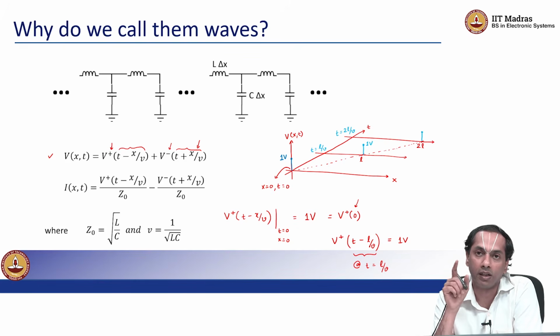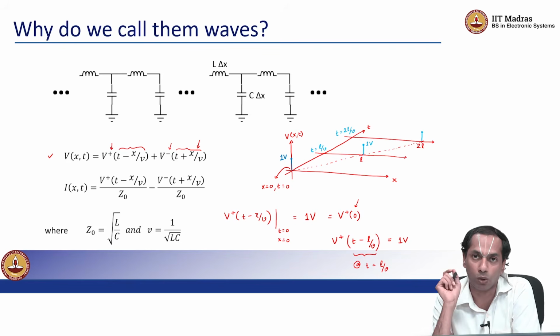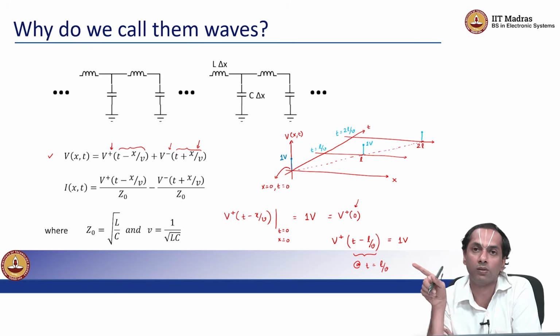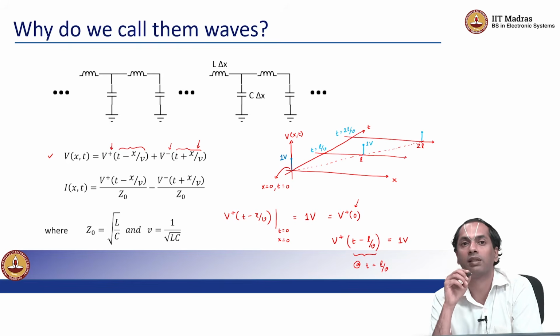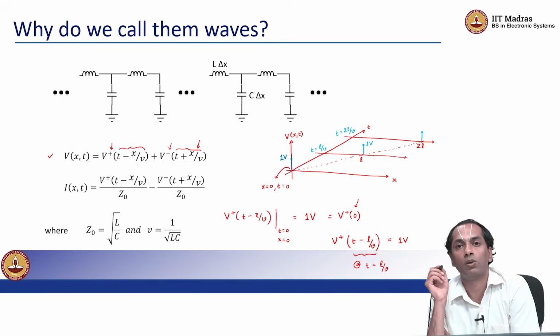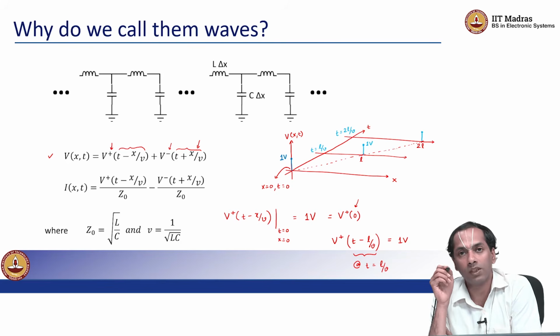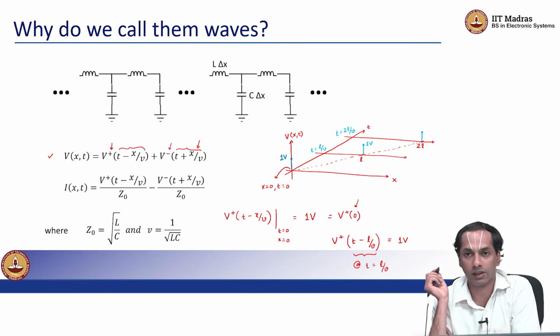So for the f of t minus x by v, we are using the plus notation because it is going to positive x values in future times. Similarly, if you look at t plus x by v, you will notice that for positive times or future times, the pulse or the voltage is actually going in the negative x direction.